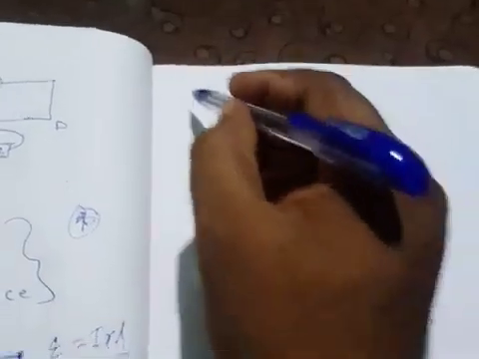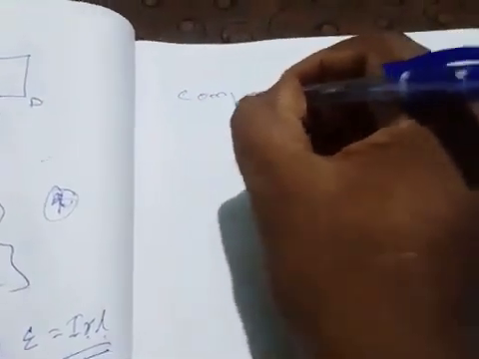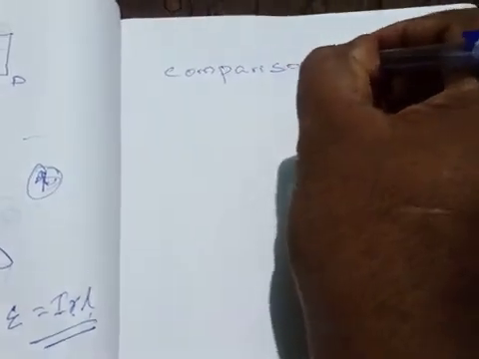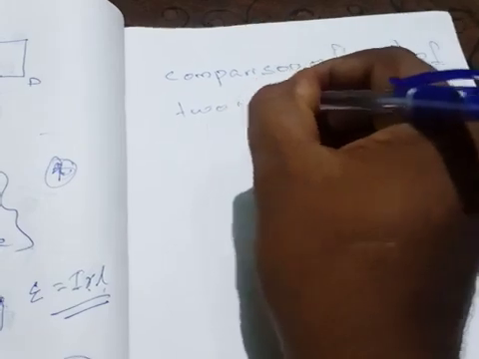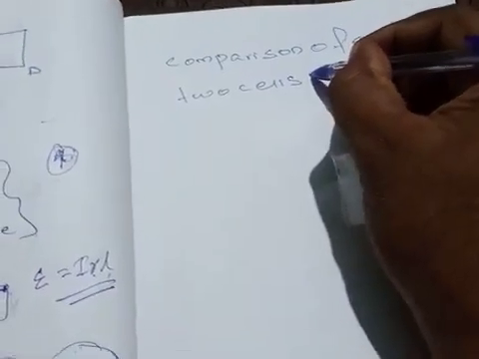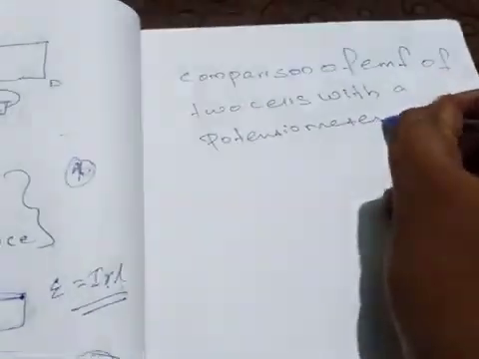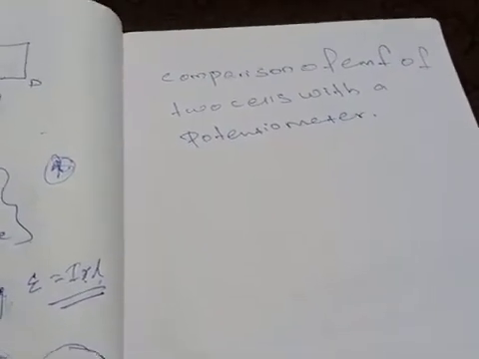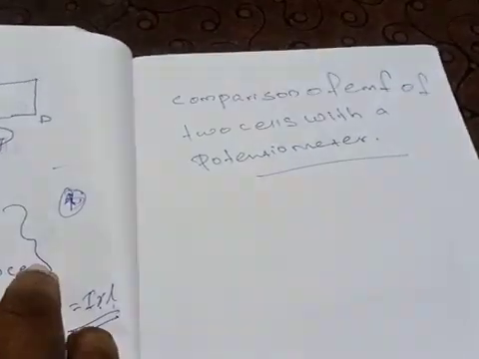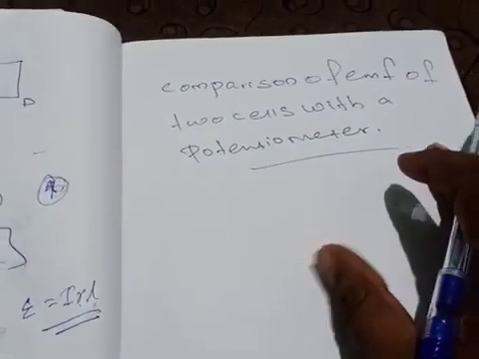Now based on this potentiometer, you can see a practical: comparison of EMF. Now we are comparing the EMF of two cells with a potentiometer. So this is one of the practicals. By using the potentiometer, we are comparing the EMF of two cells.